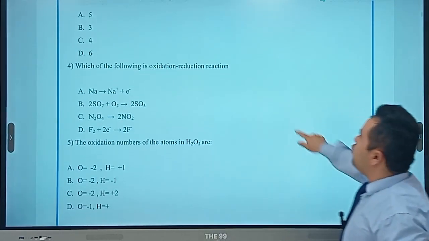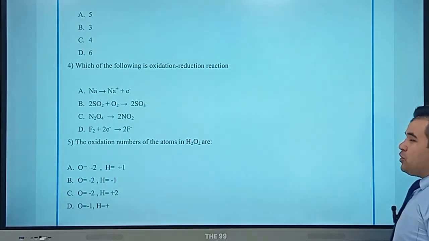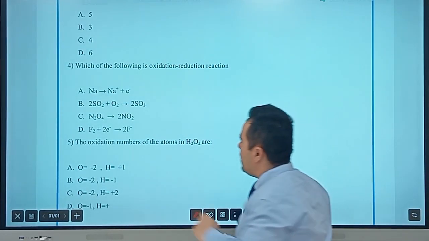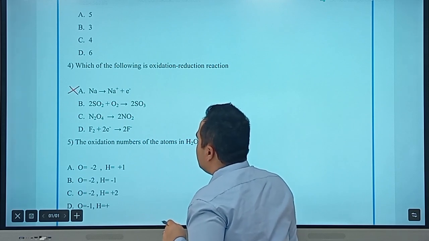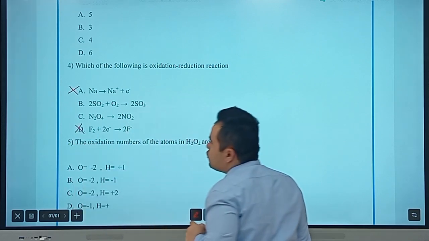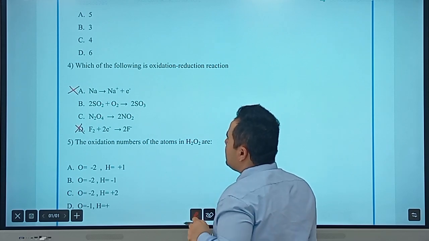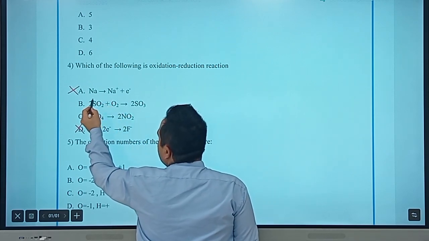Which of the following is an oxidation reduction reaction? In an oxidation reduction reaction, there should be both halves together. So the first one is only the oxidation. One half cannot be the oxidation reduction reaction. The last one, D, is also reduction only. Let us check which of them there will be reduction and oxidation both.